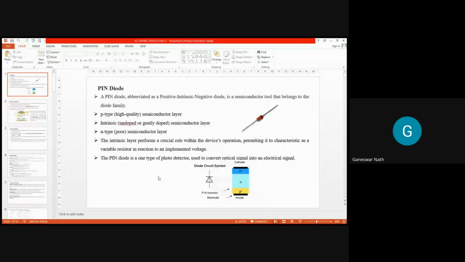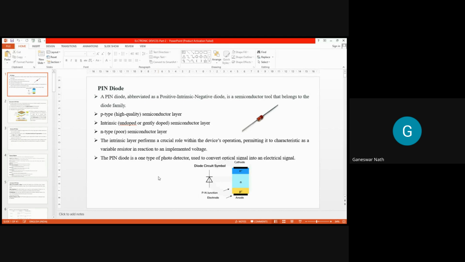So yesterday you have already completed this up to the varactor diode. So let me start today with the PIN diode. In this PIN diode, first let me introduce what a PIN diode is. It is simply abbreviated as Positive, Intrinsic, Negative diode. So in short, we say PIN.